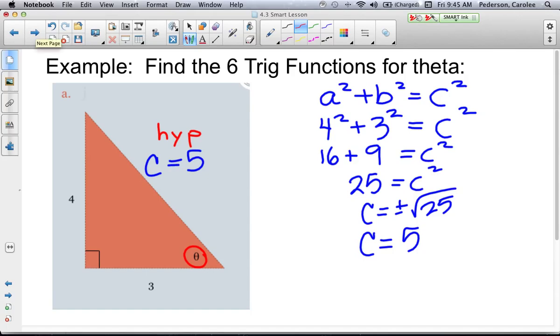Then where is my opposite? What distance is the opposite? 4. So opposite. And then what's my adjacent then? 3. Good. So then I tend to do it in the specific order again: sine, cosine, and tangent first. And then I do the 3 inverses by just flip-flopping those, reciprocating them.